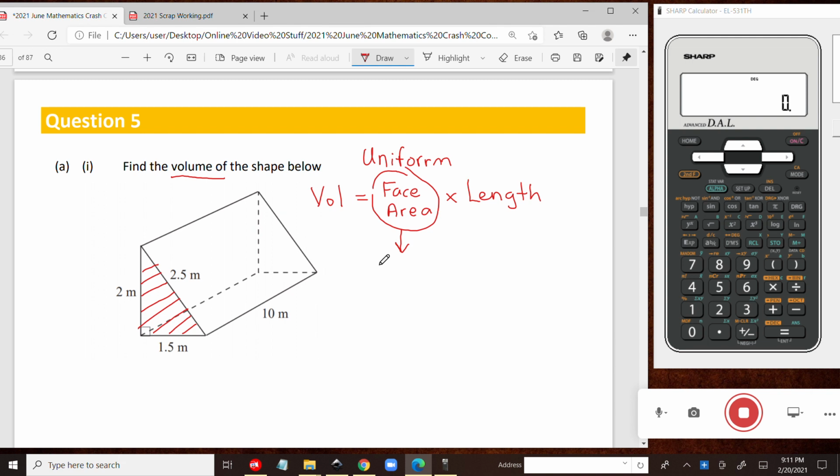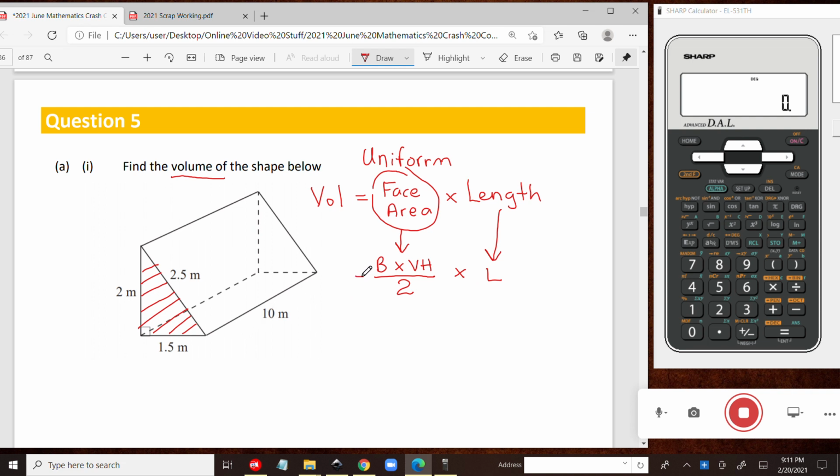So how do you find the area of a triangle? Well, the area of a triangle is the base multiplied by the vertical height divided by 2. And after we find the face area, then we multiply it by what? The length. In this case, the length will be 10.